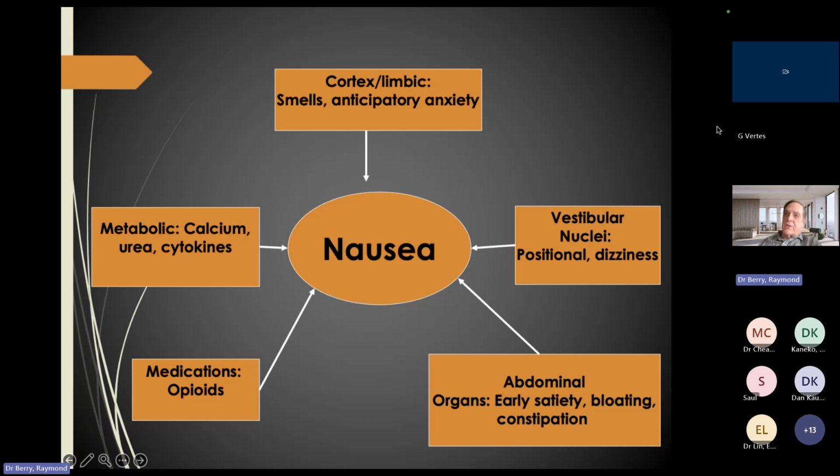I will touch on some of the pathways of this, but in the cortex and limbic system, I think we're all aware, when you're anxious or there are certain smells that remind you of things, or anticipating nausea, this causes nausea. And these are direct pathways from the cortex and the limbic system.